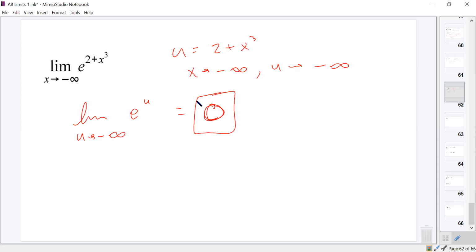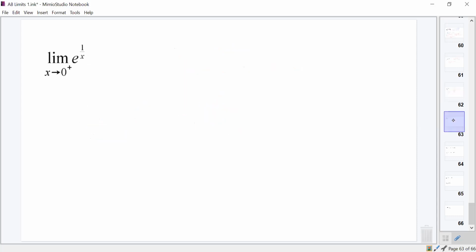Good or no? Good. I'll do one more that's a little bit different because this one's not a limit approaching infinity. So we got the limit as x approaches 0 from the right of e to the 1 over x.